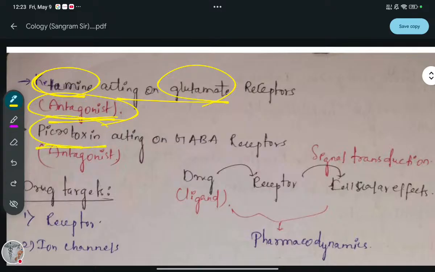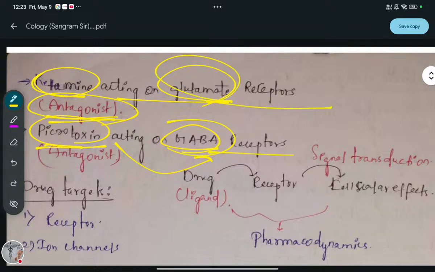Again, picrotoxin comes and it will bind to the GABA receptor. So this is an antagonist. Picrotoxin is an antagonist and it will bind to the GABA receptor and it will try to lessen its activity. Picrotoxin will lessen the activity of the GABA receptor.